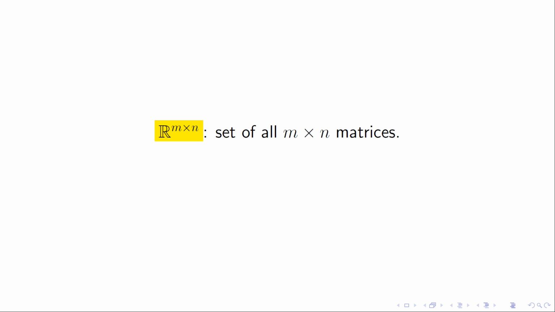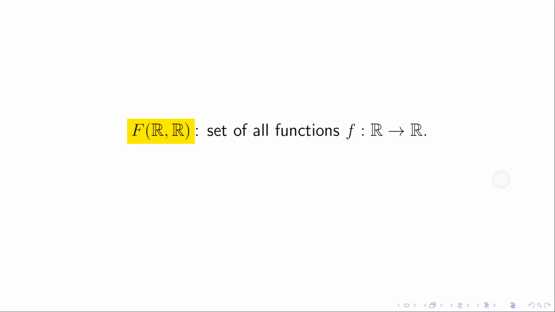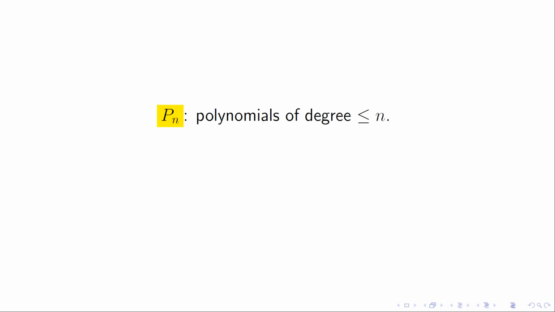R^(m by n), we're going to use that to mean all the m by n matrices. So on the previous slide I had 2 by 3 matrices together. We could think of those matrices as being in the set R^(2 by 3). This funny looking notation here, F(R, R), that's the set of all functions from the real numbers to the real numbers. So I had some examples in the previous slides. Just a collection of all functions, and that together makes a set, and there's a way to add them together, and there's a way to take a function and multiply it by a scalar.